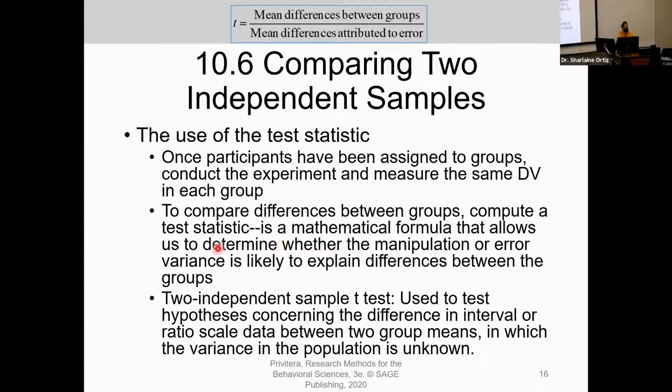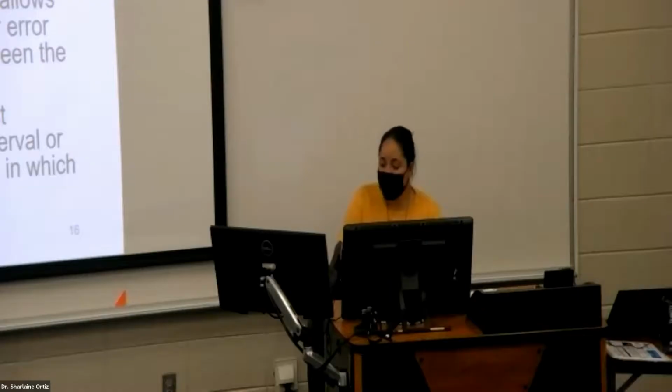Notice that earlier we mentioned that that test statistic is going to be that mathematical formula to determine whether or not my manipulation is indeed causing those differences and not that error of variance. What we're trying to do is determine what was likely. Was it likely that those differences came from your intervention, or is it likely that it came from those individual differences? Now, how exactly can we come to this conclusion?